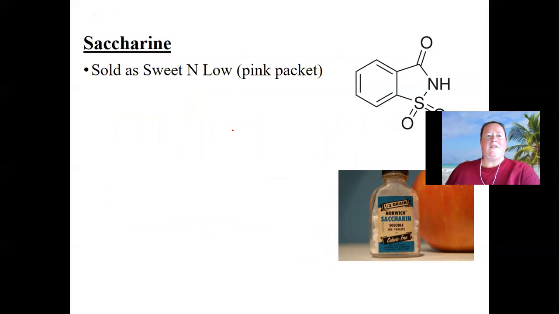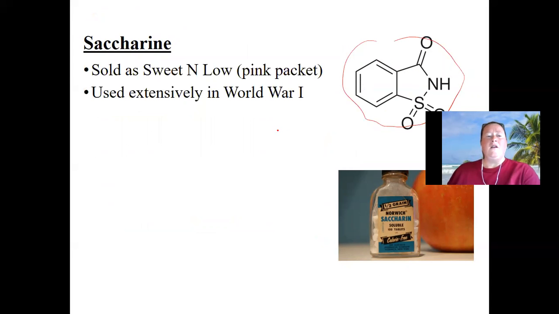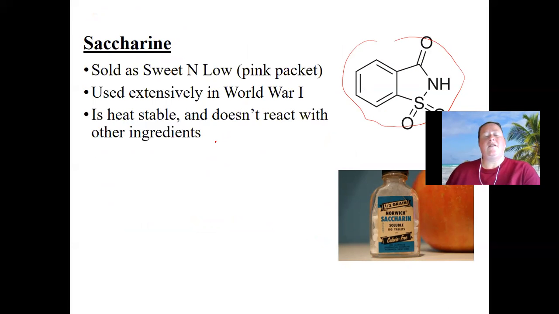So the next thing that I want to talk about is saccharin, which was originally sold as Sweet and Low, the pink packets. And here is the molecular formula for saccharin. It was used extensively in World War I, especially during sugar shortages. It was an alternative to have sweetness in foods. One of the things that is desirable about it is it can be used in baking relatively easily because of its heat stability, and the fact that it doesn't react with other things.